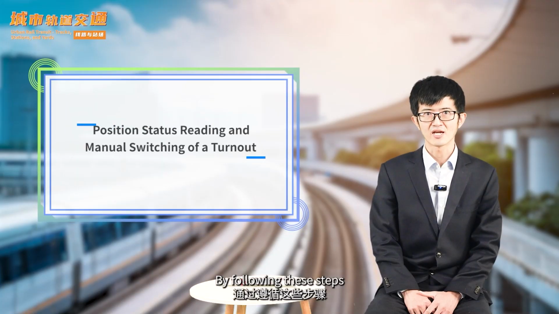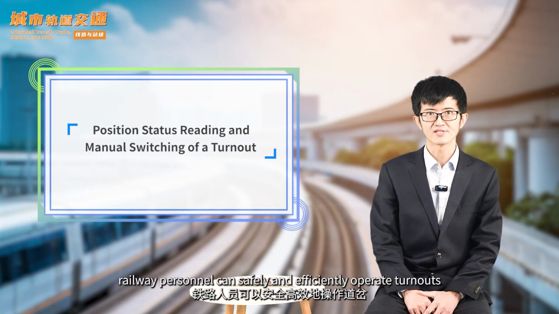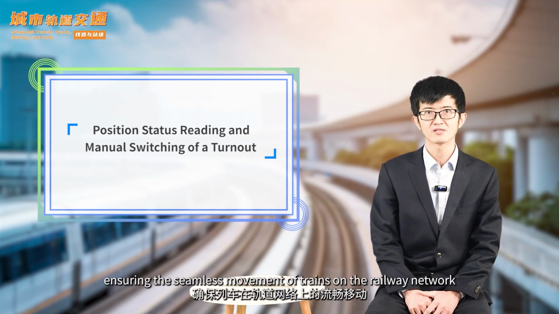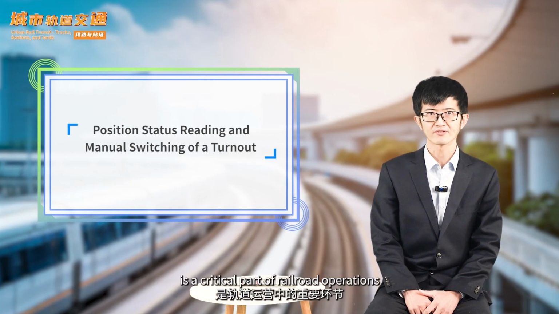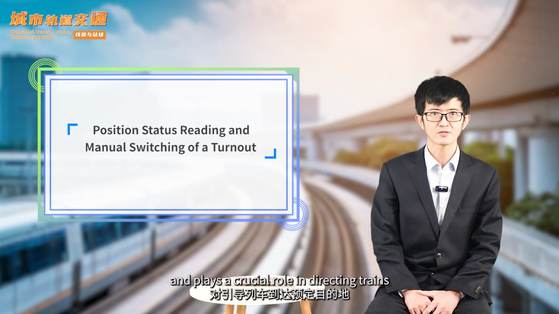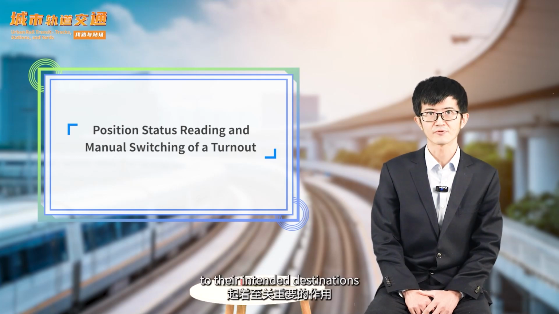By following these steps, railway personnel can safely and efficiently operate turnouts, ensuring the seamless movement of trains on the railway network. The manual operation of a turnout is a critical part of railroad operations and plays a crucial role in directing trains to their intended destinations.